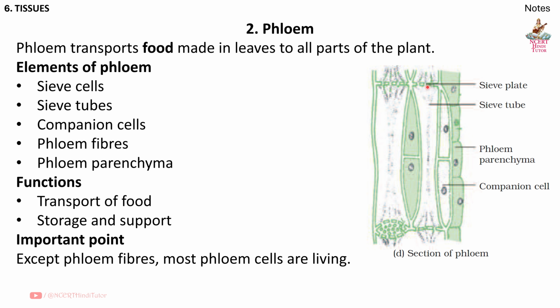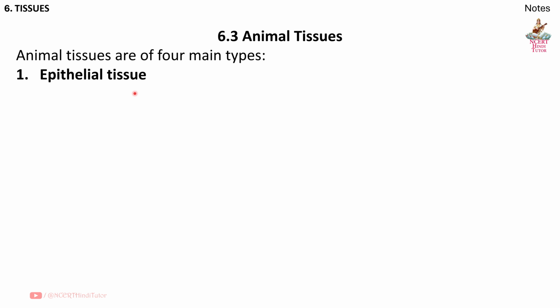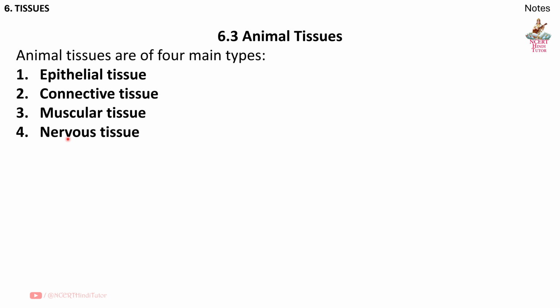So friends, this is sieve plate, this is sieve tube, this is phloem parenchyma, this is the companion cell. 6.3 Animal tissues. Animal tissues are of four main types. First, epithelial tissue. Second, connective tissue. Third, muscular tissue. Fourth, nervous tissue.